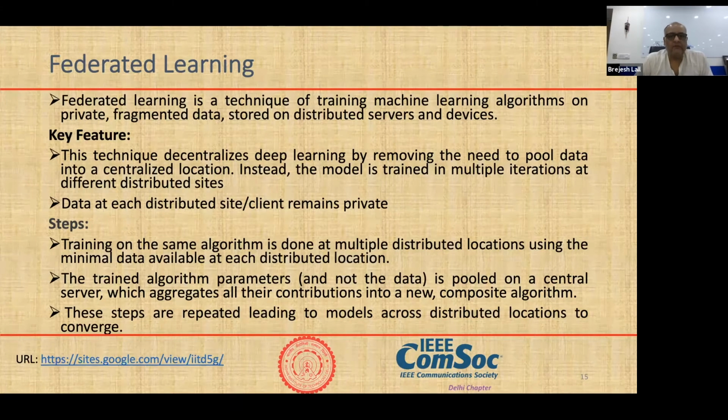So the steps involved in such a method are that you train the same algorithm at multiple distributed locations, and the algorithm parameters, and not the data, are pooled in a central server. And because it's pooled, the diagnosis is accurate, but because the analysis is done in a federated or fragmented manner, there is no danger of compromising the privacy or the identity of the person whose data is involved.